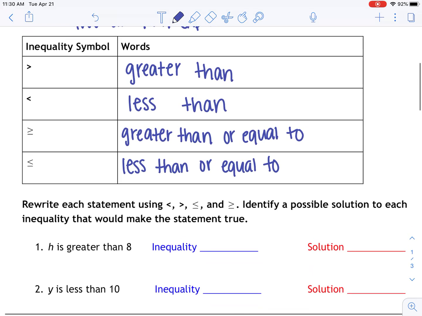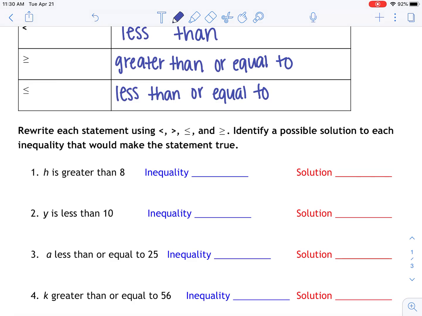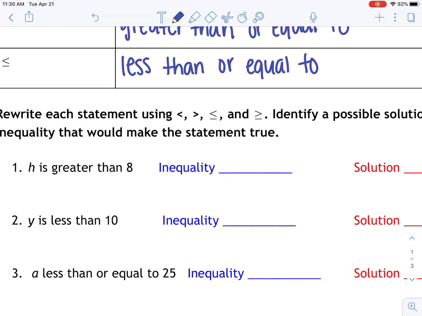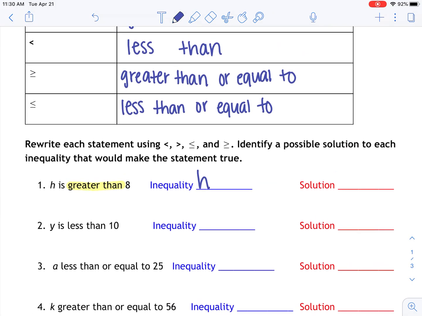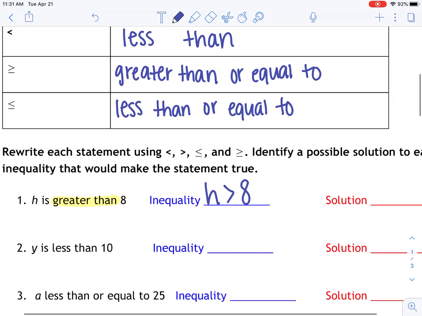Okay, so we're going to use this chart as we start to look at some questions here, where the directions ask us to rewrite each statement using our inequality symbols. Okay, that would be our first step. Then what we're going to think about is identifying a possible solution to each inequality that would make our statement true. So if we look at number one, it says h is greater than 8. So I'm going to start with my h, my keyword greater than, so I'm going to look at my chart, what's my greater than symbol? And it's greater than 8. And that would be my inequality statement for this sentence given to us.